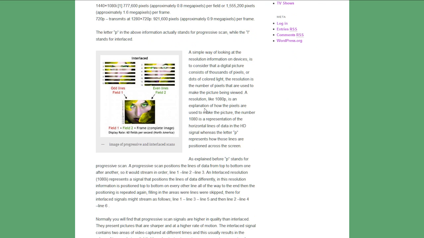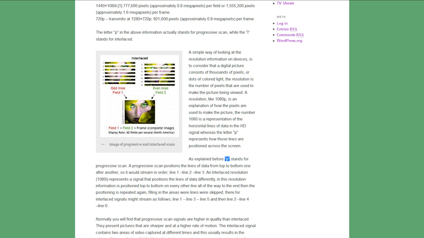A simple way of looking at the resolution information on devices is to consider that a digital picture consists of thousands of pixels or dots of colored light. The resolution is the number of pixels that are used to make the picture being viewed. A resolution, like 1080p, is an explanation of how the pixels are used to make the picture. The number 1080 is a representation of the horizontal lines of data in the HD signal, whereas the letter P represents how those lines are positioned across the screen.